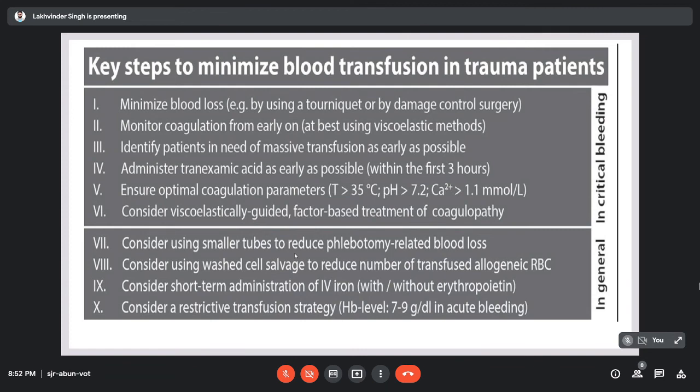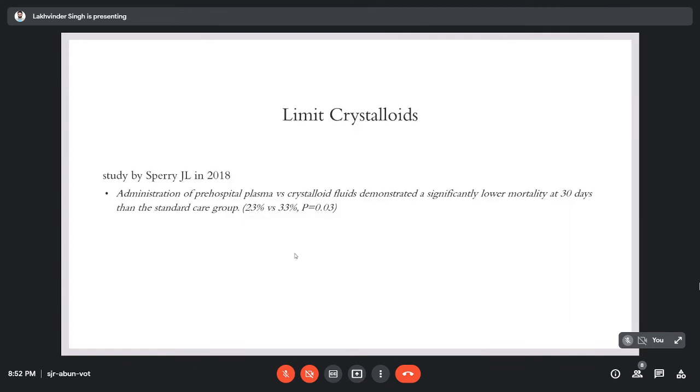Consider using smaller tubes to reduce phlebotomy loss. These are all other points, but the most important is the fifth point: ensure optimal coagulation parameters, try to reduce hypothermia, maintain the pH and the calcium levels. Limit crystalloids. Initially, we used to give lots of crystalloids, but they say after 10 to 50% of blood loss has occurred, do not give crystalloids, start giving fresh frozen plasma. Even in the West, now there's a concept that when the patient is being airlifted to the hospital, during that phase only they start giving fresh frozen plasma.